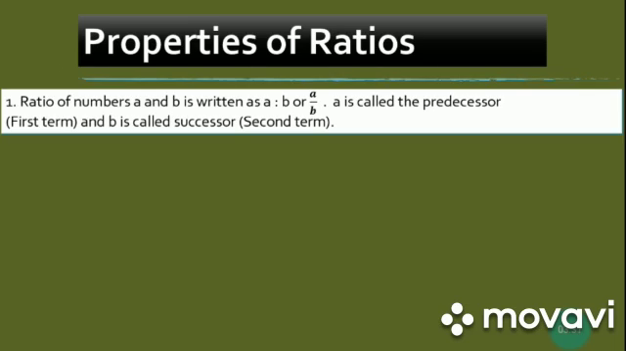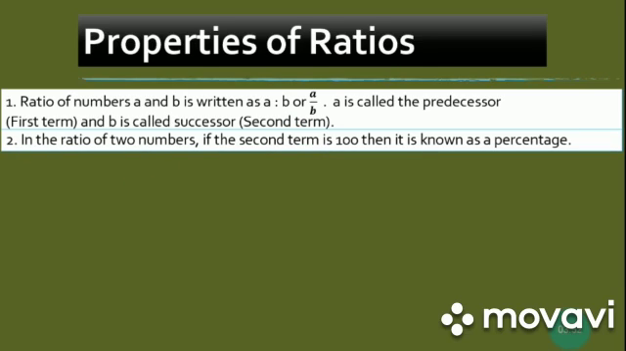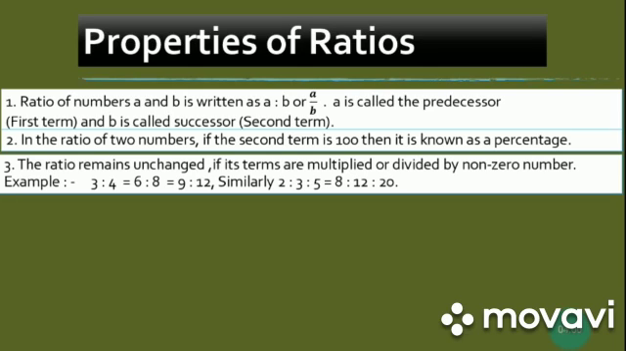Properties of ratios. Ratio of numbers A and B is written as A is to B or A upon B. A is called the predecessor, that is the first term, and B is called the successor, that is the second term. In the ratio of two numbers, if the second number is 100, then it is known as a percentage.